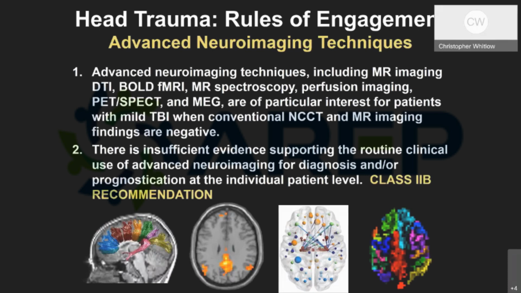Regarding advanced neuroimaging techniques for TBI, like diffusion tensor imaging, kurtosis imaging, multi-shell diffusion, resting state BOLD, spectroscopy, positron emission tomography, magnetoencephalography, to date, there's really insufficient evidence supporting routine clinical use of these advanced neuroimaging methods for diagnosis and/or prognostication of traumatic brain injury at the individual patient level, and that's a class 2B recommendation. However, there is a lot of data in the literature, and these methods are widely used in research.